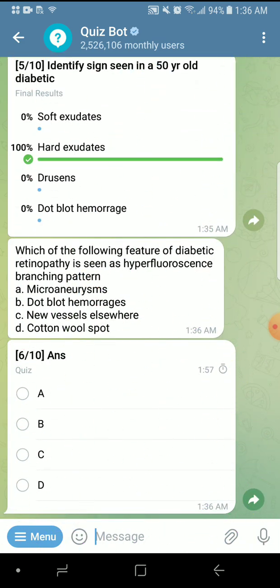Which of the following features of diabetic retinopathy is seen as hyperfluorescence? Hyper means you are seeing the dye. Only two signs, if you attend the class, are hyperfluorescence. One is microaneurysms, that is hyperfluorescence dots, and that was an INICET question, and the other is a hyperfluorescence branching pattern, that is new vessels, which can be on the disc or elsewhere. All the rest of the signs at your level are hypofluorescence, so this answer should be new vessels elsewhere, because microaneurysms are hyperfluorescent dots.